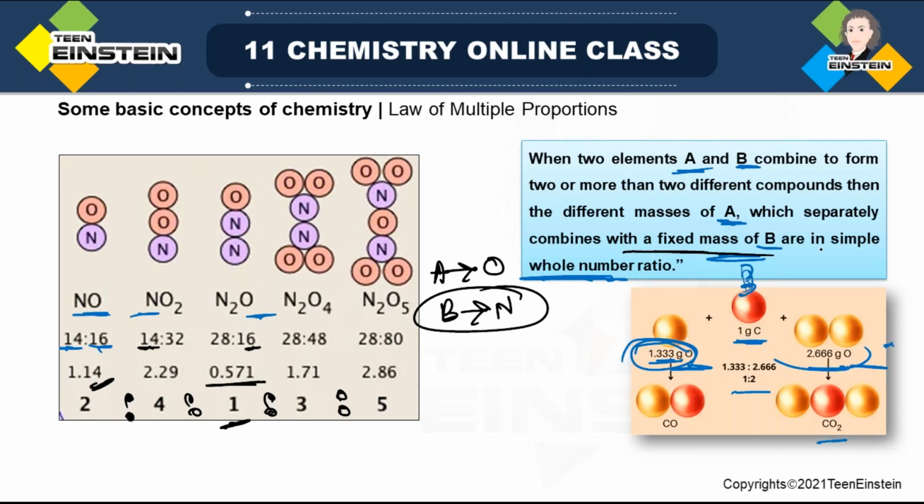Okay. So in the first example, only 2 compounds, because minimum 2 compounds must be there, otherwise how will we compare. But it may be more than 2. Here you can see it is a total of 5 compounds.